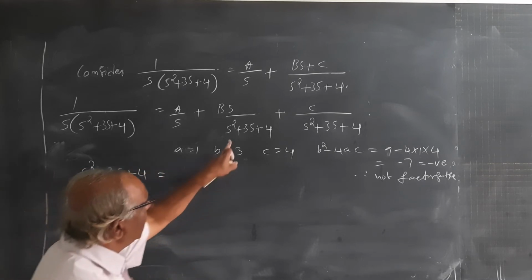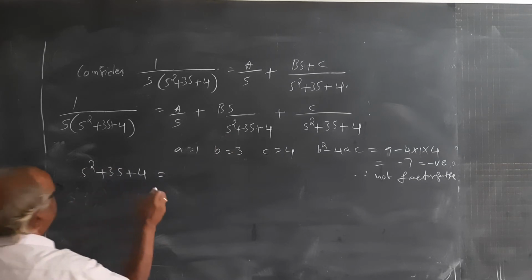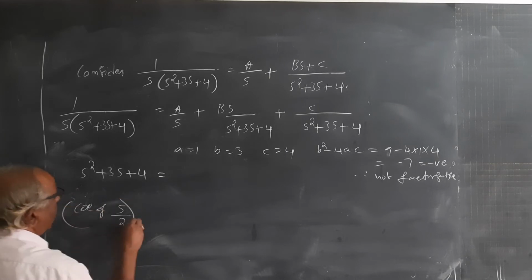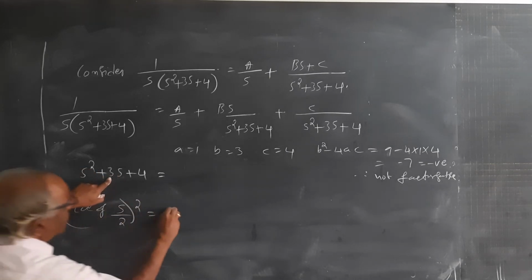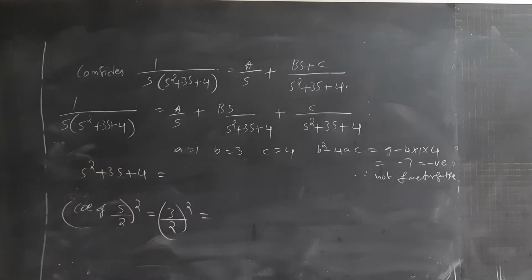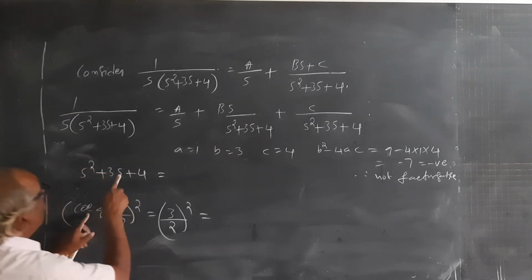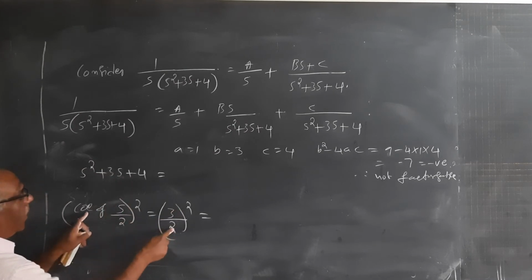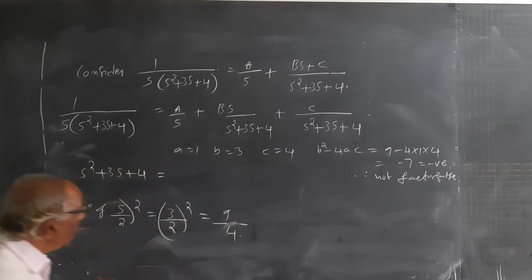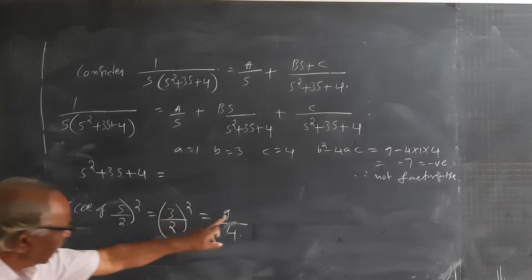What is the method? Observe, what is the number behind s? It is 3. The formula is the coefficient of s divided by 2, whole square. The coefficient of s is 3, divided by 2, 3 by 2, whole square, so that is 9 by 4.